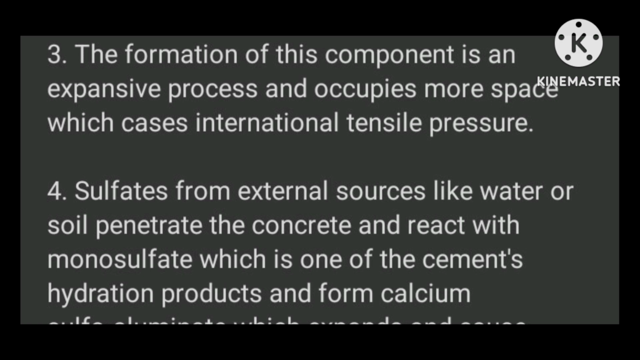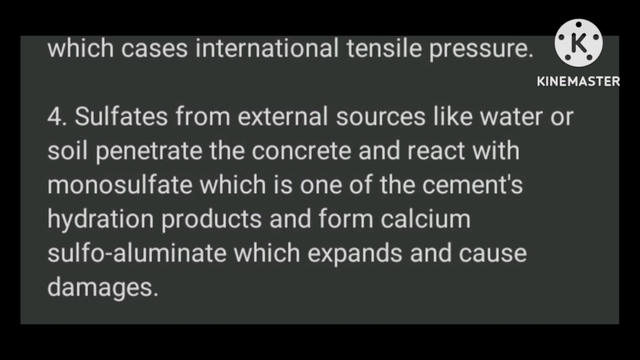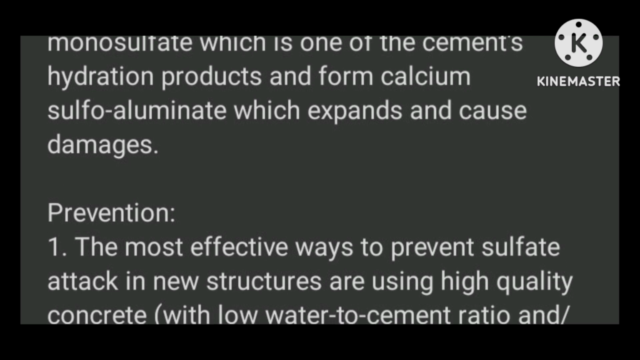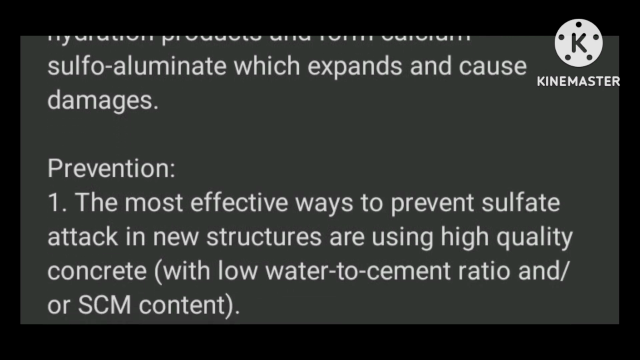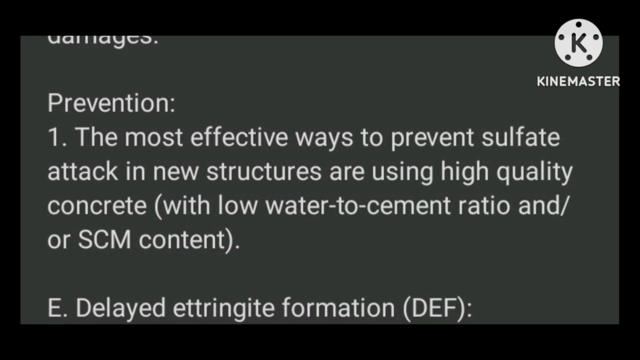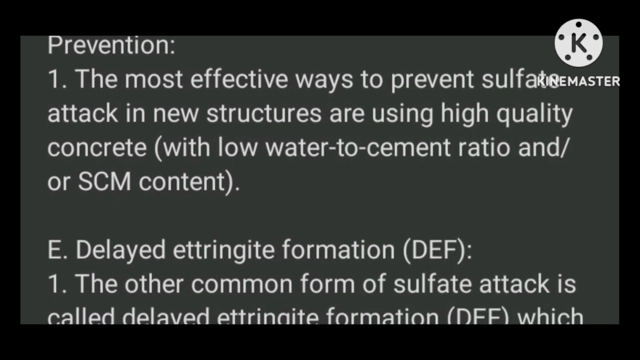Fourth, sulfates from external sources like water or soil penetrate the concrete and react with monosulfate, which is one of the cement hydration products, and form calcium sulfoaluminate, which expands and causes damage. Prevention. First, the most effective ways to prevent sulfate attack in new structures are using high-quality concrete with low water-to-cement ratio and/or SCM content.